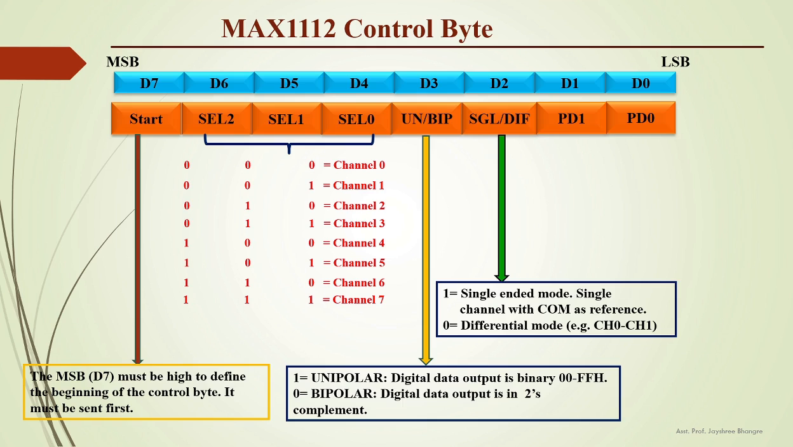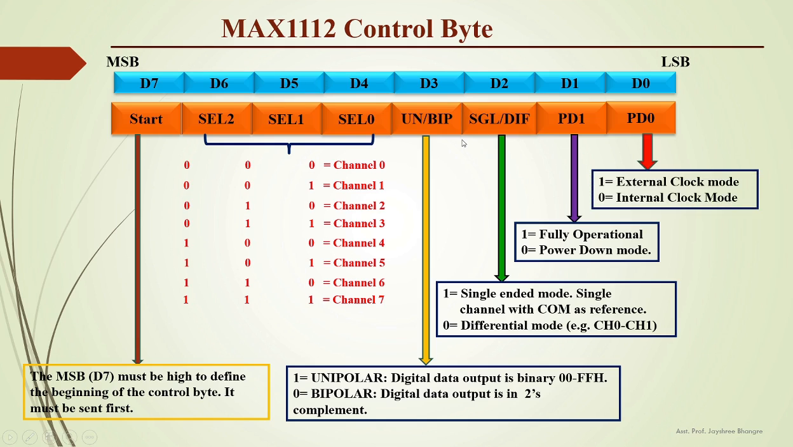Next bit is PD1. This will decide the operation of the ADC chip. If we make it 1, then it will be fully operational. That means we can use it in single-ended mode or in differential mode, and whatever input is available at the input channel will be converted into the digital output. If we make this bit equal to 0, then power down mode is selected, and the chip is shut down and the power is saved.